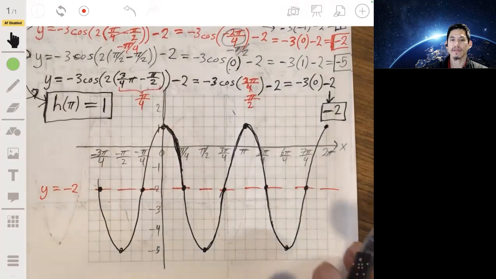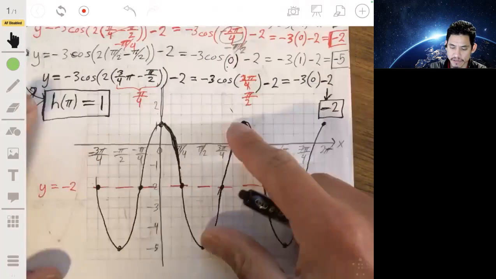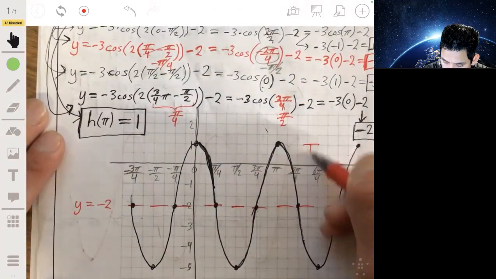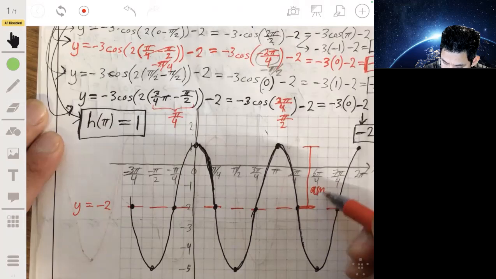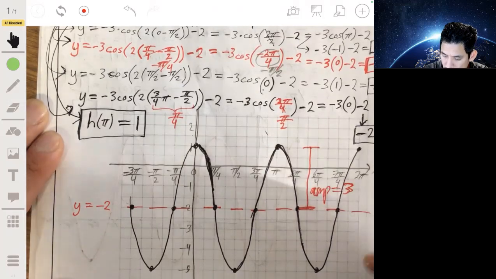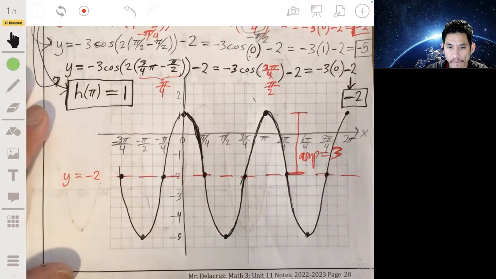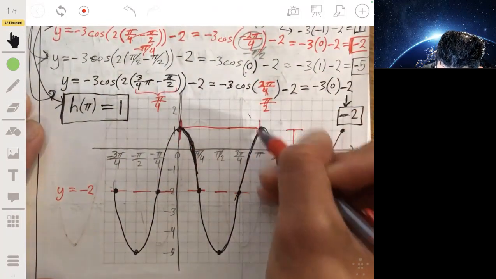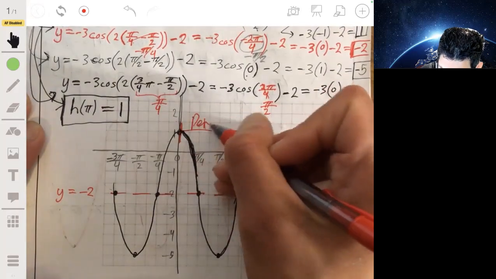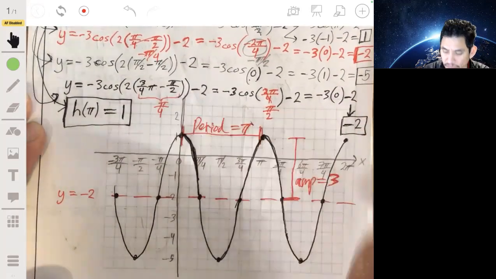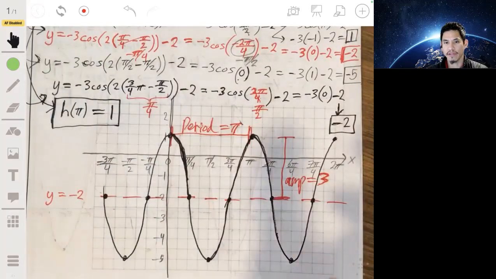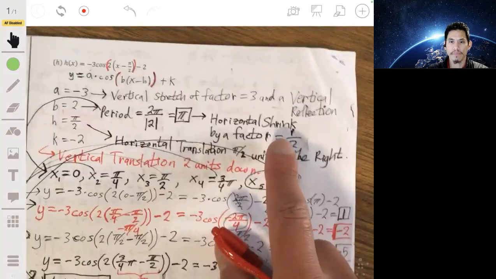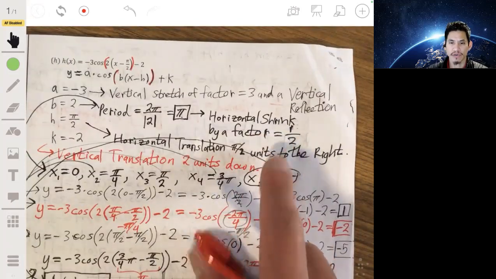There's your graph. There's your cycle. Looks good. See how it's stretched out? That's what that vertical stretch does. It has an amplitude of 3. And the period is half as long. The period goes from 0 to pi. So the period is pi. Normally it's 2 pi, remember? So the length it takes to recycle is half as long as it normally is. That's where that horizontal shrink by factor 1/2 comes into play.